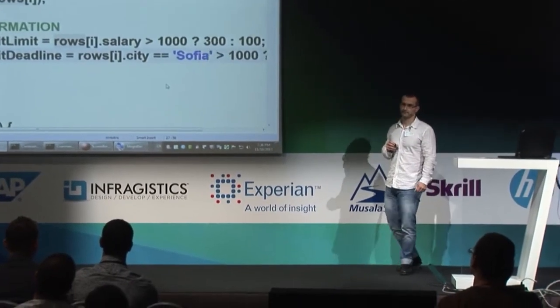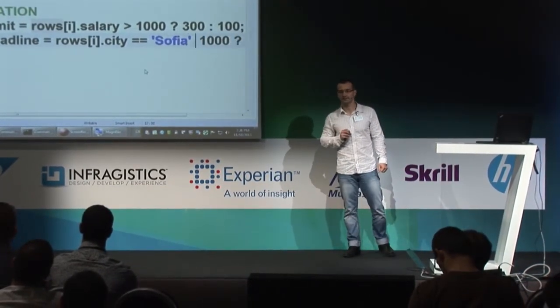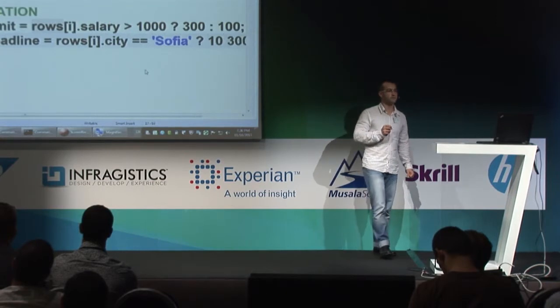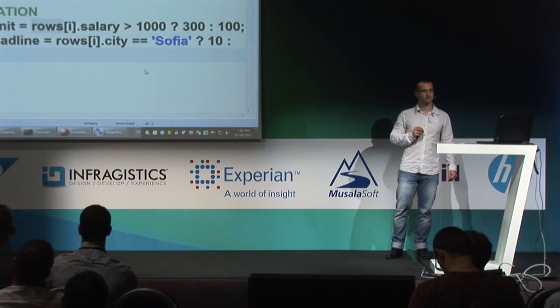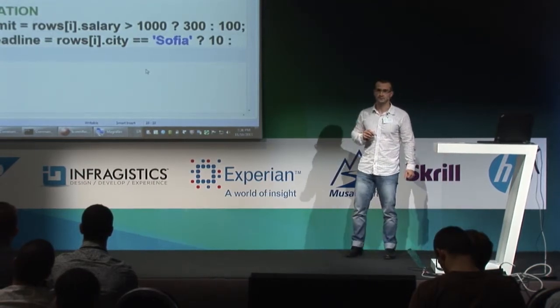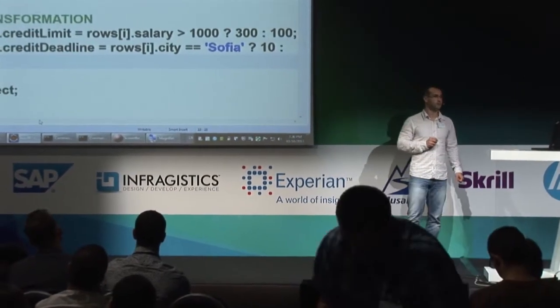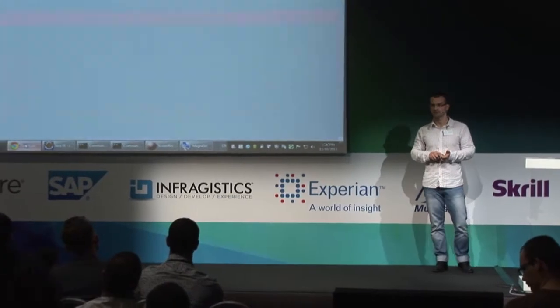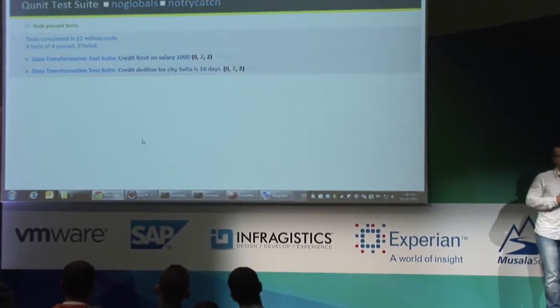And here, if I have City Sofia from the database, I'll return 10 days for the deadline. If it's not City Sofia, I don't know yet. I'll just pass undefined. We have our test, we have our productive implementation. Let's rerun the test. It's passing, that's great.